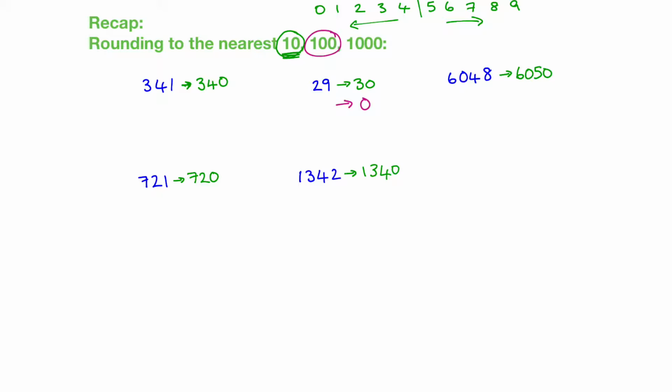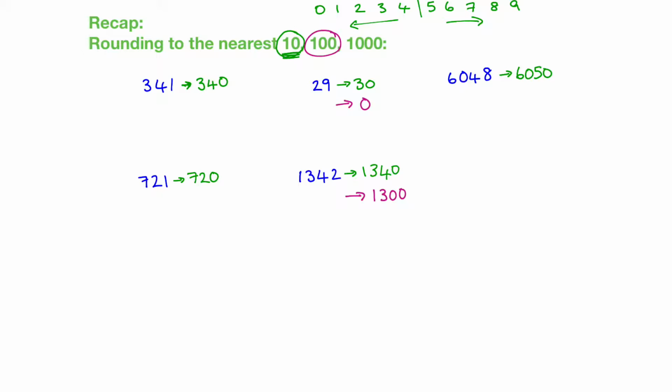Okay, we're going to round the last one here, 1,342 to the nearest 100. So if we look at our hundreds digit, say it out loud again, 342. So the 3 is the hundreds digit. The 4 tells us to leave the 3 as it is. So it's going to be 1,300. Not 1,400.